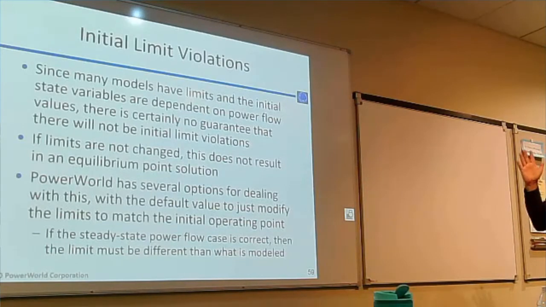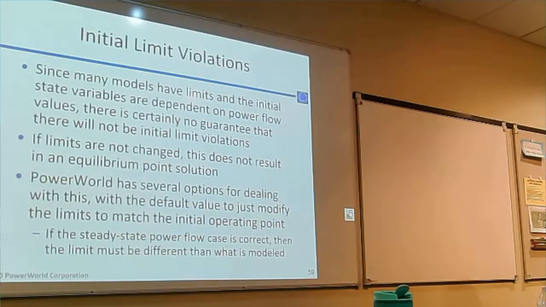And the issue is, what do you do if the input from the power flow violates a limit? What do we do? And there's three options in Power World for dealing with this. One is you can just abort and say to the user, it's your problem, fix it. Most users don't like that option. So it's not our default.